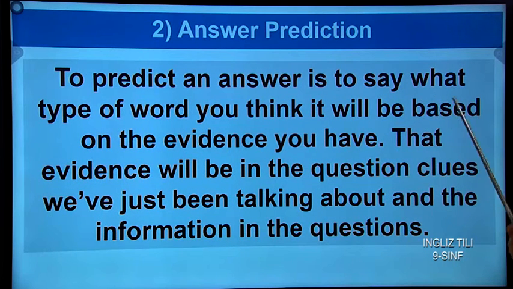Next, answer prediction. How can you predict the answer? To predict an answer is to say what type of word you think it will be. It will be based on the evidence you have. That evidence will be in the question clues. We have just been talking about the information in the questions. So, let's move.